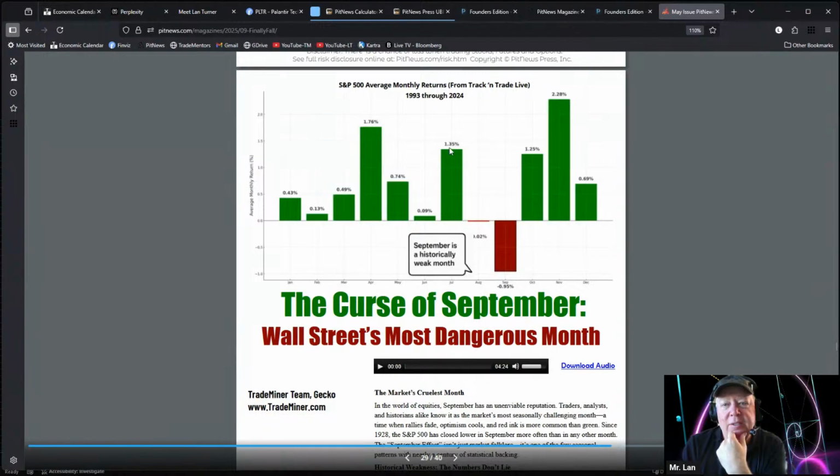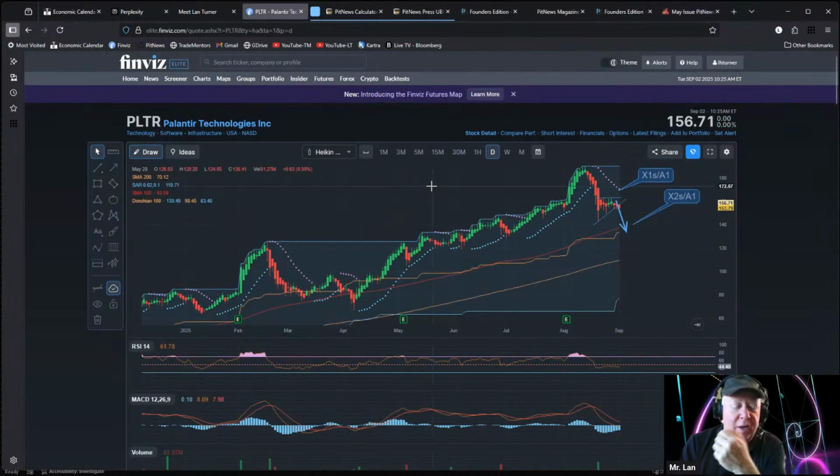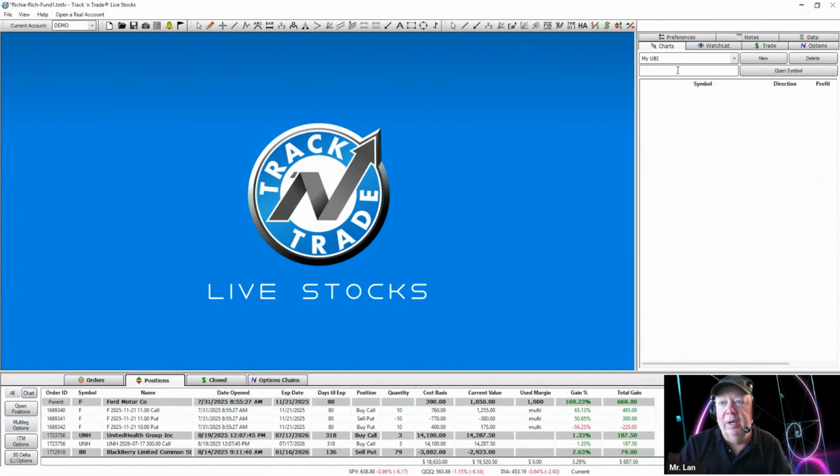This is coming down off of August, September, or into August and September. So we got July, August, September all drop. Boom, boom, boom. That's what we've been going through and anticipating, right? We did our technical analysis on this over in Track and Trade, and we can pull up PLTR. We're going to eventually get over here.